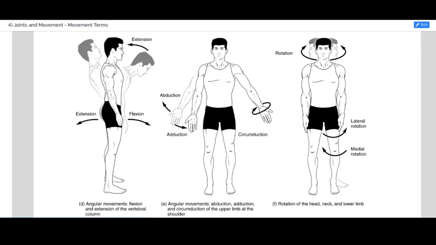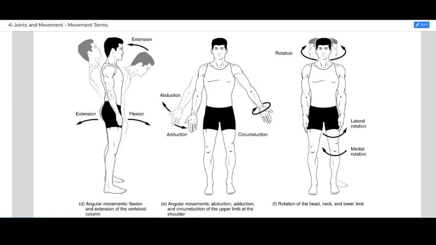The next pair of words to consider is abduction and adduction. To abduct is to move a body part away from the midline or away from the body. You can remember that as abduction, away from the body. And adduction is to move it back towards the body. This is represented in the picture here for the movement at the shoulder joint, but you could do the same thing at the hip. You can abduct and adduct the fingers.